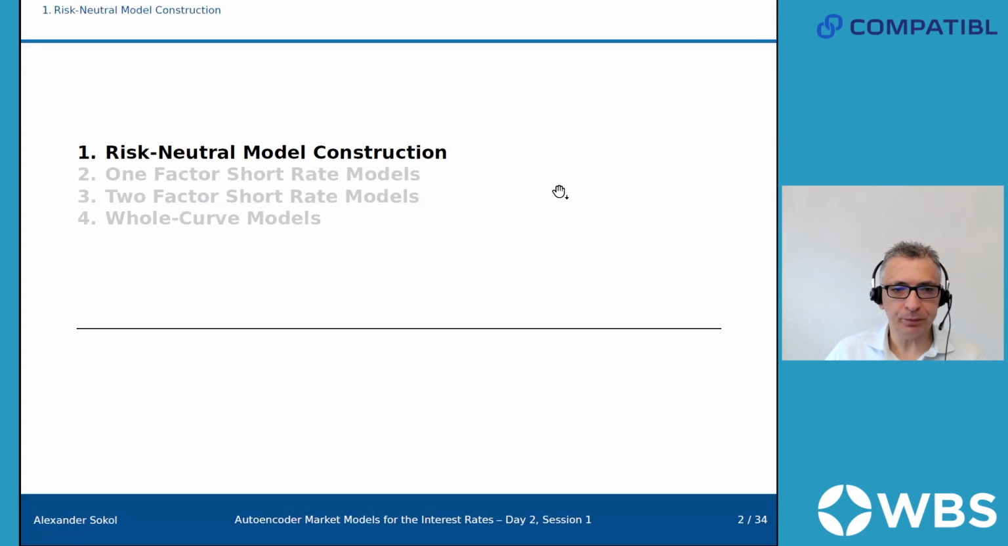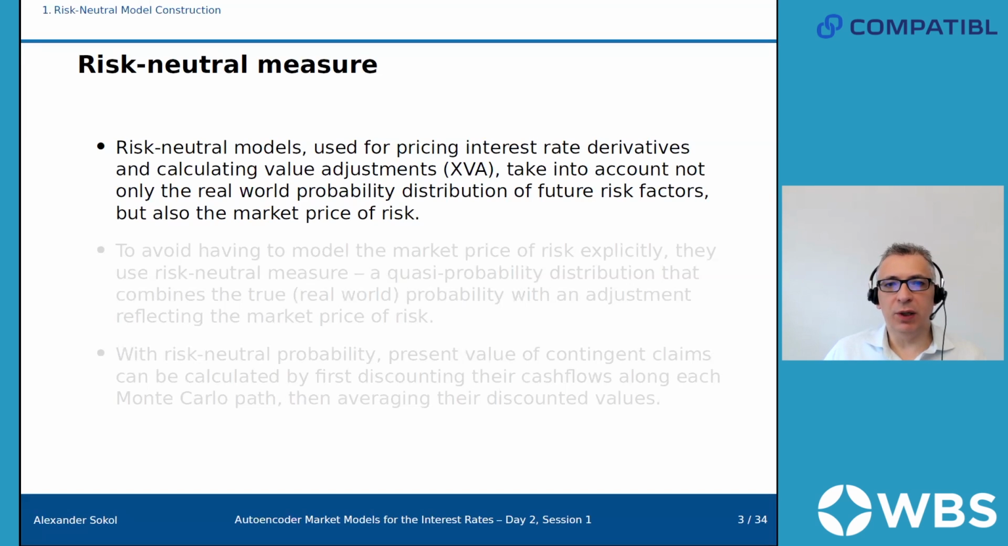Okay, now I can. First of all, today we're talking about risk-neutral models, right? It's a risk-neutral measure. Risk-neutral models are used for pricing interest rate derivatives and, of course, more recently, value adjustments, XVA. And they take into account not only the real-world probability distribution of future risk factors, but also the market price of risk, right? So traders, when they price derivatives, they don't like risk, and they assign higher probability to adverse events, lower probability to favorable events, and that skews the probability distribution, if it's a diffusion, and changes the drift.